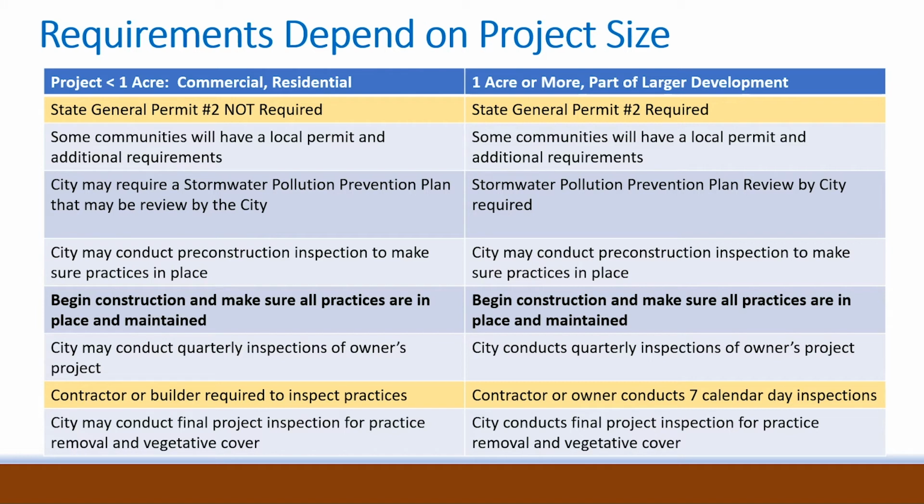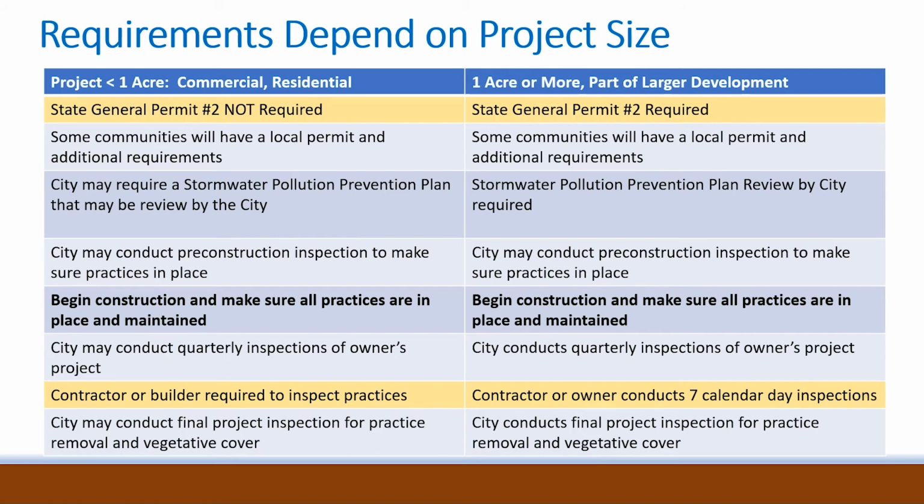Some cities will conduct pre-construction inspections to make sure that practices are in place before construction begins. Construction begins, and throughout the process, all stormwater pollution prevention practices must be in place and maintained, and the SWPPP updated to reflect site conditions. The city is required to conduct quarterly inspections of these construction projects in their community. They will take enforcement steps if there is non-compliance on a project. The city may conduct a final inspection to verify that practices have been removed and final stabilization of soil is achieved.